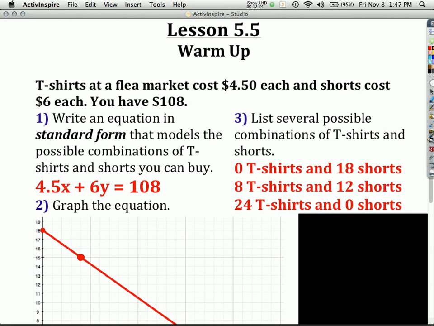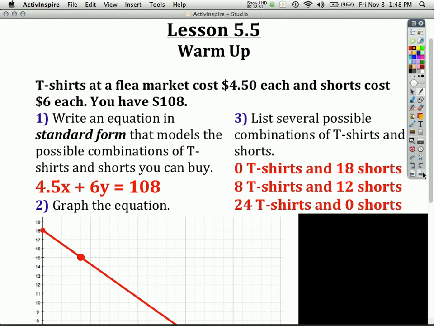So this warm-up is a reflection of everything we've been studying. It's a connection: the graph, the equation, understanding what a combination is. Okay? Are there any comments or questions on what we did here or why I gave you that question earlier in the day? Good. Put the warm-up to the side.